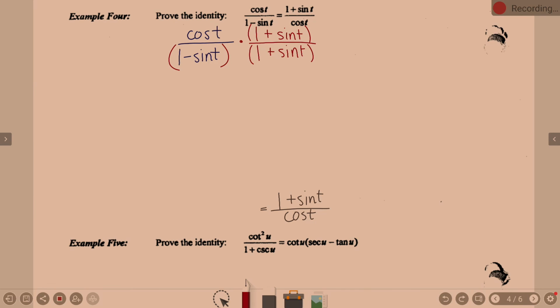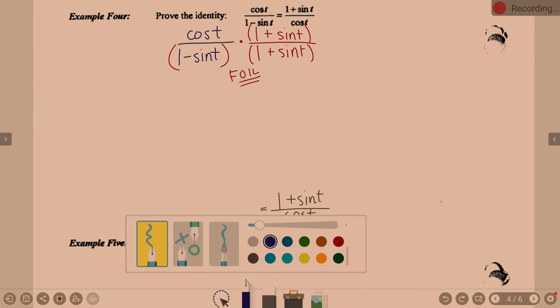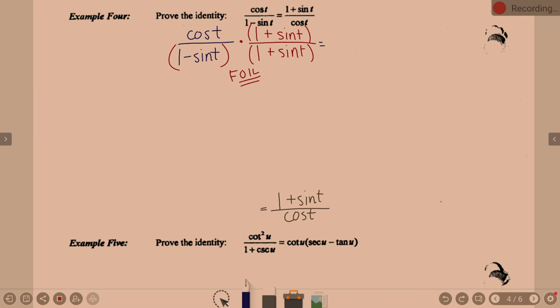The numerator, maybe you want to multiply it out, maybe you don't. It's one of those that's hard to tell. So the numerator, I'm actually not going to multiply out for right now. I'm going to see what happens. But the denominator, I'm going to FOIL. So my numerator, I'm going to keep as just cosine t times 1 plus sine t.